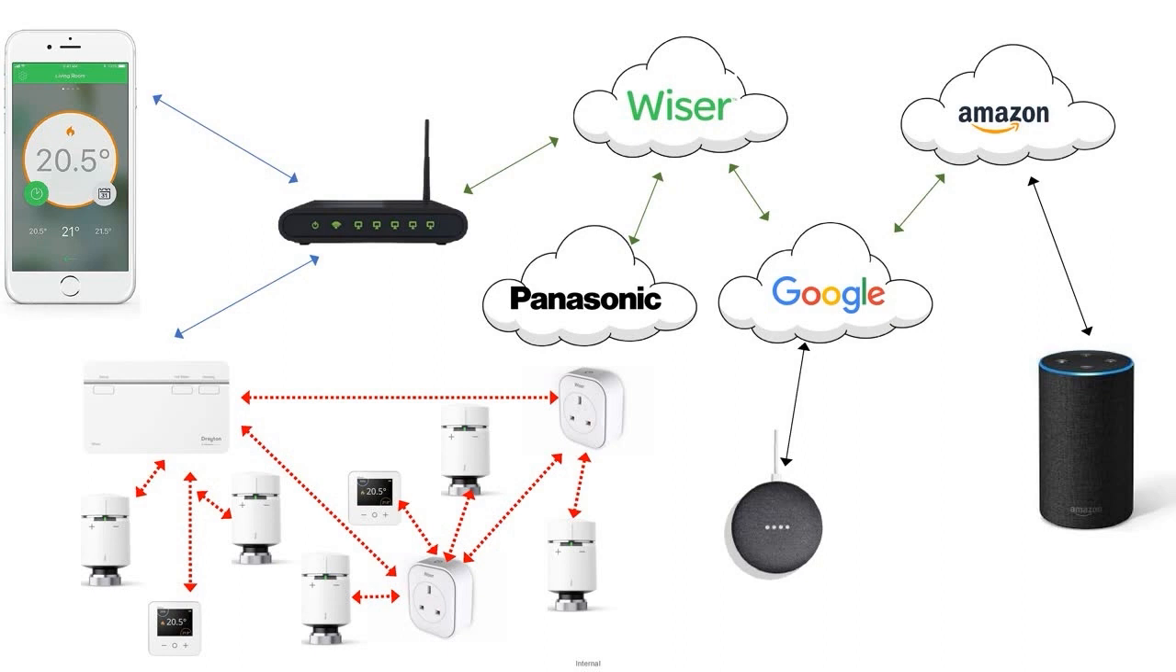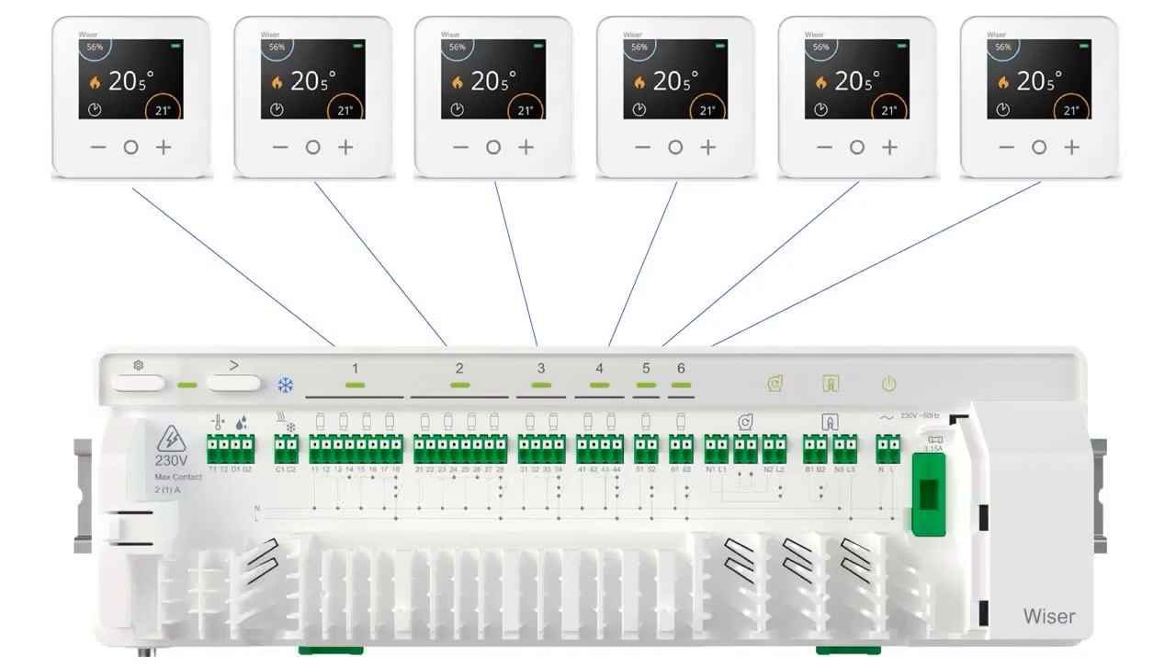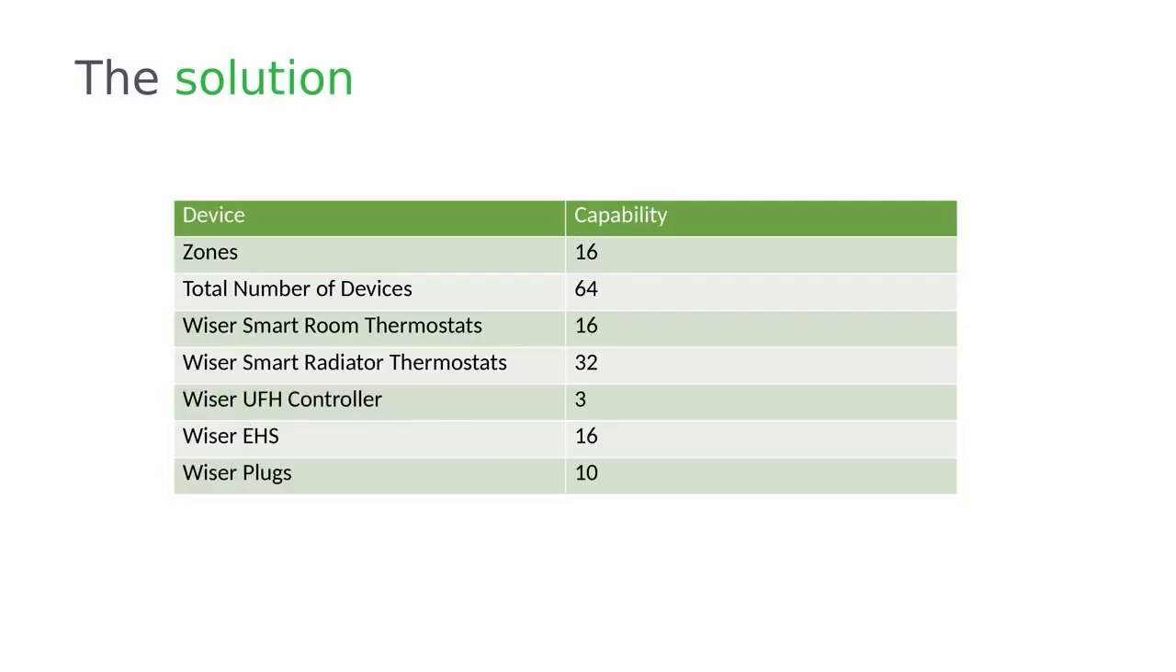You've got a maximum of 16 zones, and actually that will bring me on to the next slide, which is the system capability. So this is really where WiSER's system capability is here. So 16 zones. Total number of devices is 64, but one of those is the hub. So in reality, it's 63 other devices. And then that breaks down into 16 room thermostats.